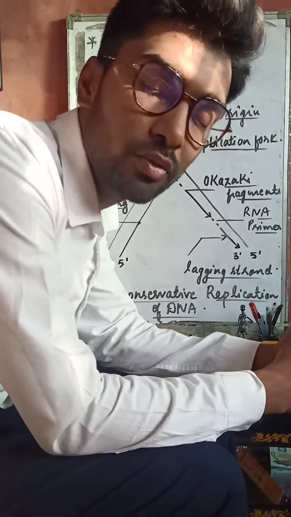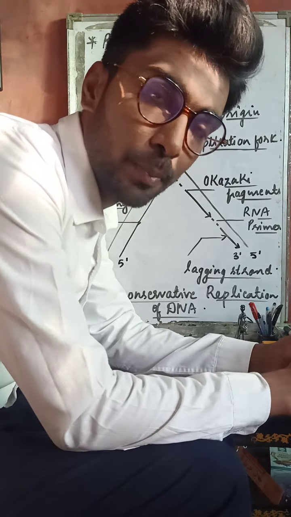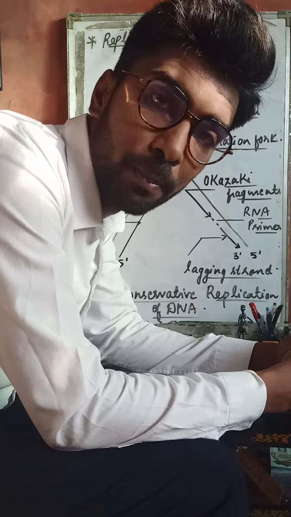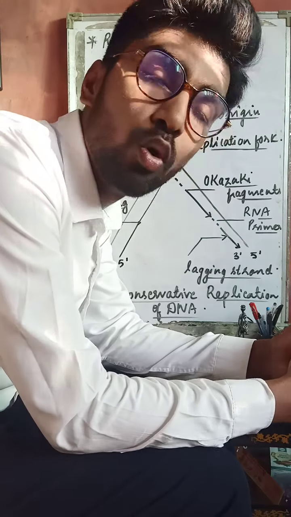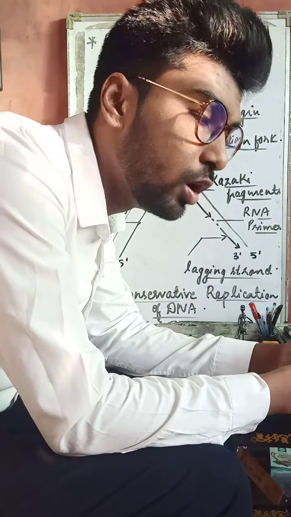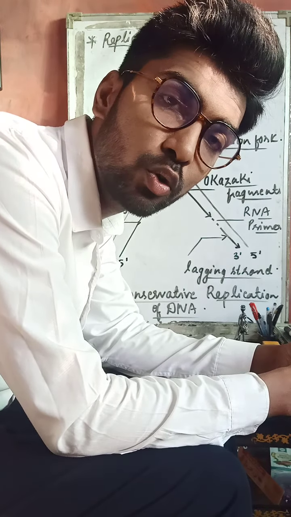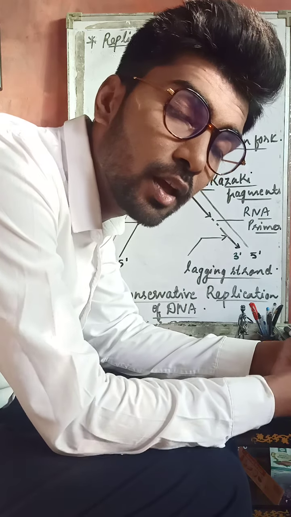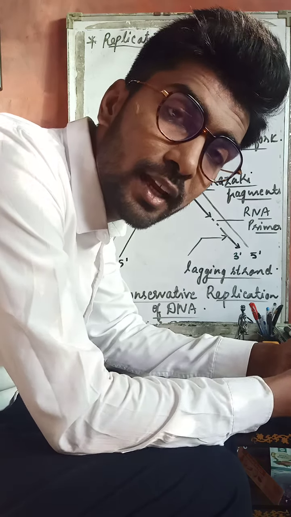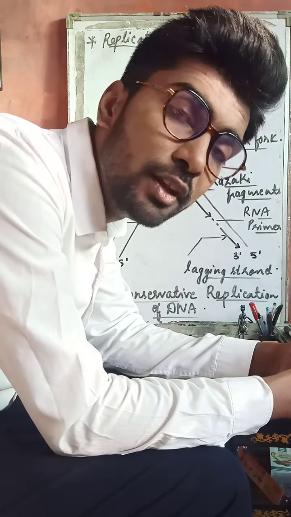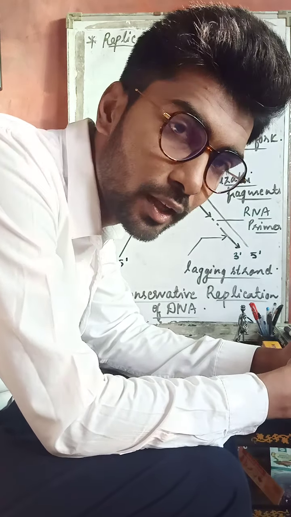Good afternoon, students. Today we are going to start the next topic of this chapter, that is semi-conservative replication of DNA. So let's talk first about replication. We have studied in the 11th standard about replication and how replication generally takes place in a DNA. We know DNA is a genetic material, and replication of a DNA generally leads to the formation of a daughter DNA.